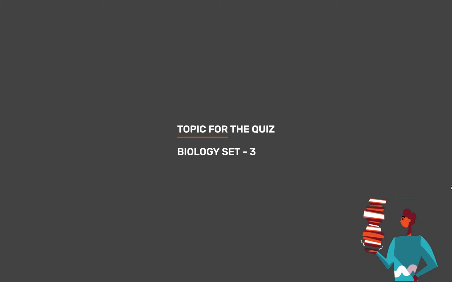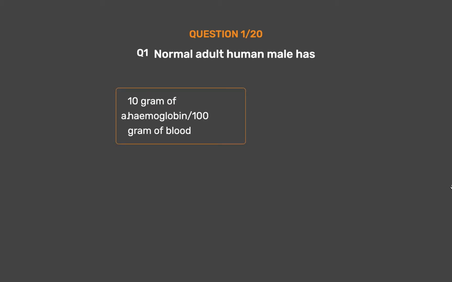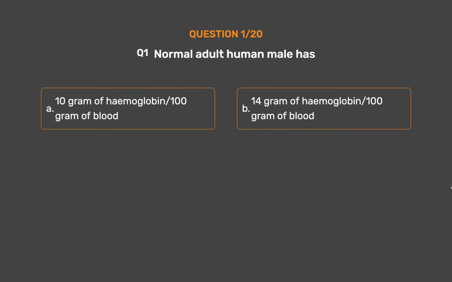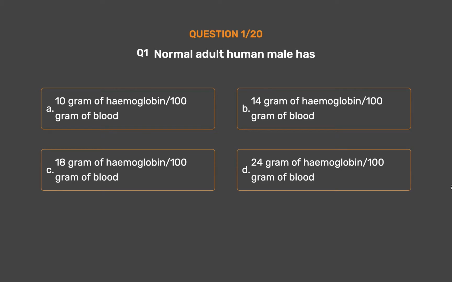Topic for today's quiz is Biology Set 3. Question number 1. Normal adult human male has Option A. 10 gram of hemoglobin / 100 gram of blood. Option B. 14 gram of hemoglobin / 100 gram of blood. Option C. 18 gram of hemoglobin / 100 gram of blood. Option D. 24 gram of hemoglobin / 100 gram of blood.